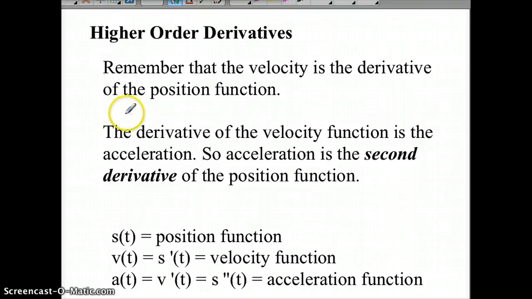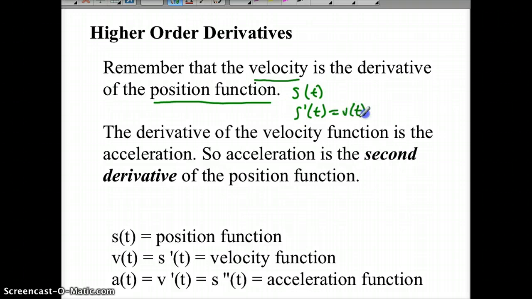Higher order derivatives. You know, we can take a derivative of a derivative, or we could take a derivative of a derivative of a derivative. You could just keep taking derivatives as long as you want. So we already know that velocity is just the derivative of the position function. So our position function is s of t. If you take the derivative of it, that's your velocity function. Well, what if you take the derivative of your velocity function? Then technically you're taking two derivatives of s of t. So that's the notation with s double prime of t, and that's your acceleration.